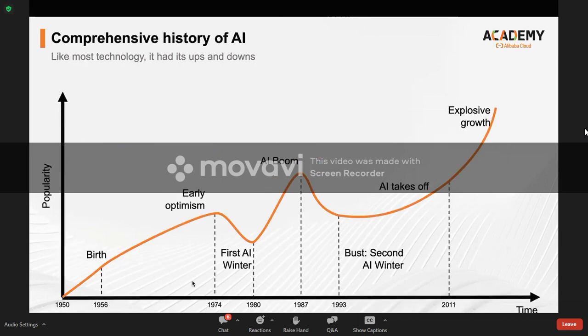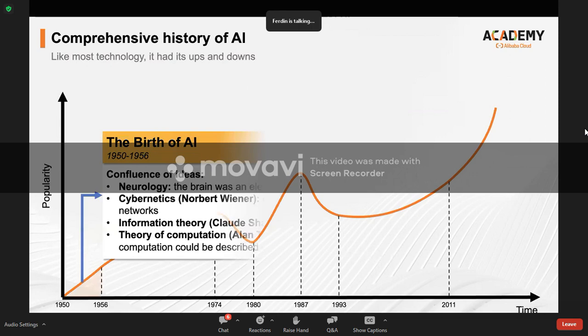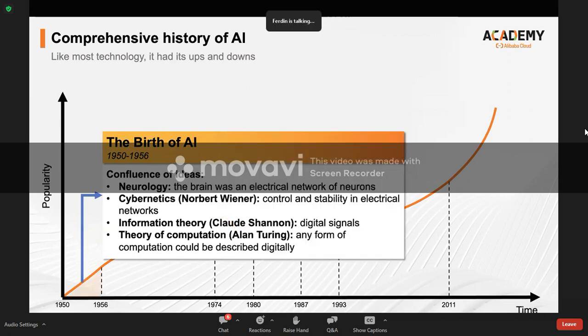Now we see the comprehensive history of artificial intelligence. It actually started in the 1950s. In 1956, there was a Dartmouth conference where they coined the term artificial intelligence. Before that, there was a set of ideas like neurology, cybernetics, and information theory, which was devised by Claude Shannon. This is the most common and most popular one also.